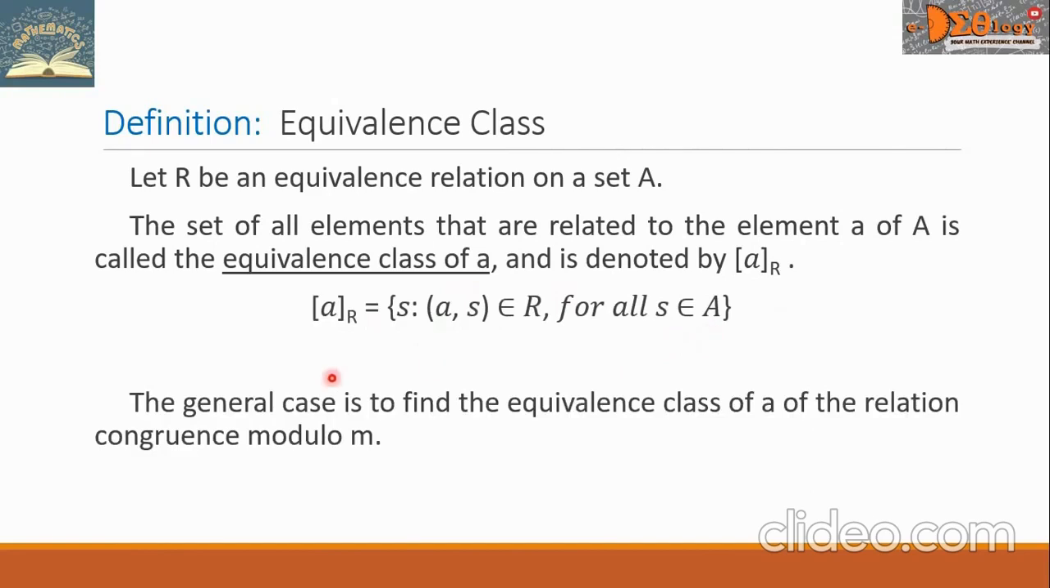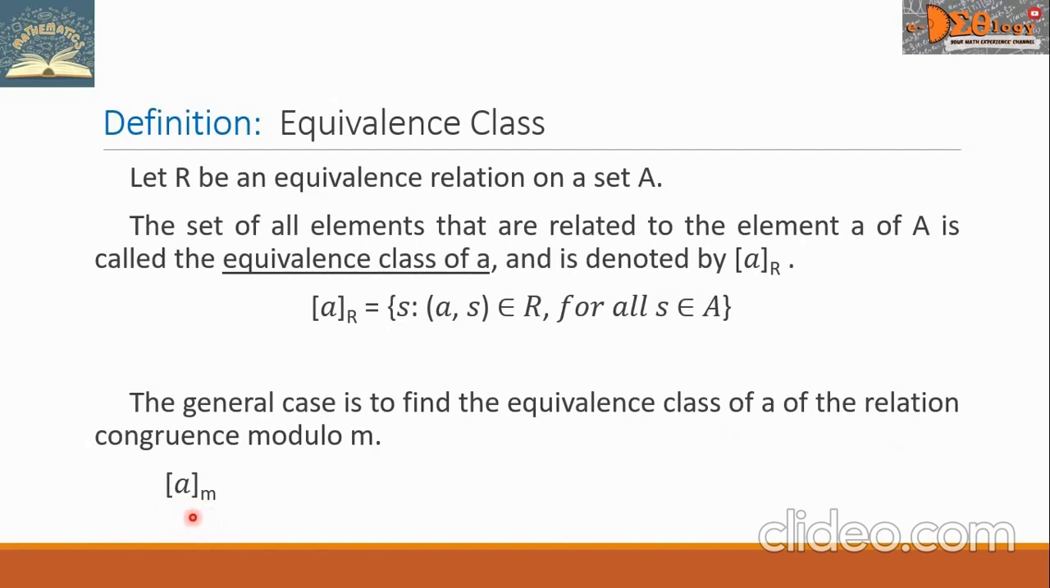The general case is to find the equivalence class of A of the relation congruence modulo M. With this, our symbol can be written like this. The subscript is M, and we read this as equivalence class of A of the relation congruence modulo M.